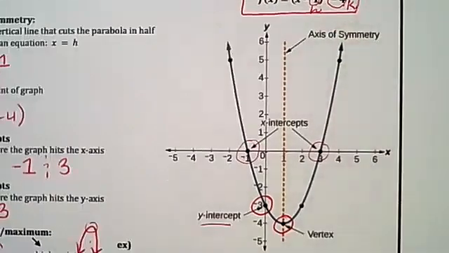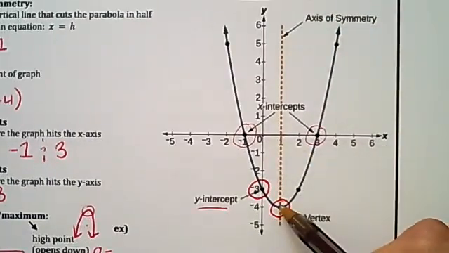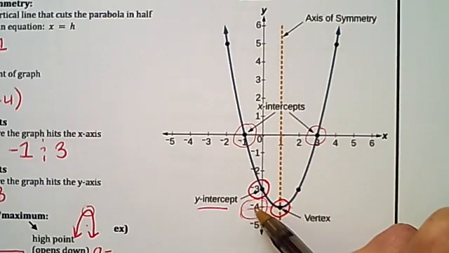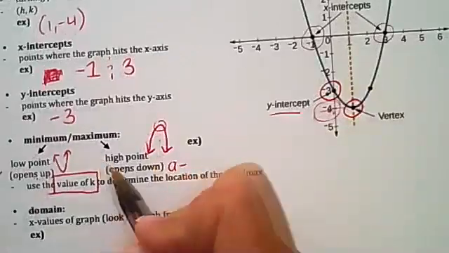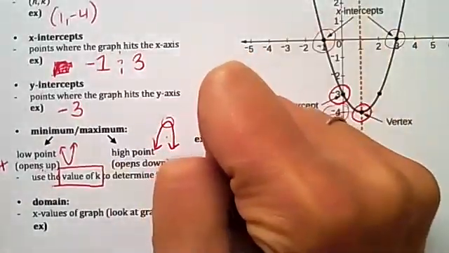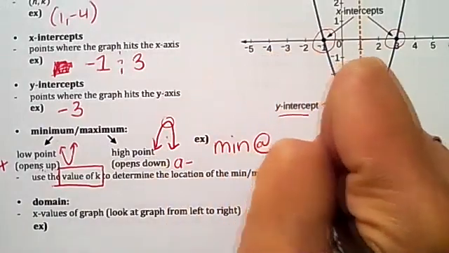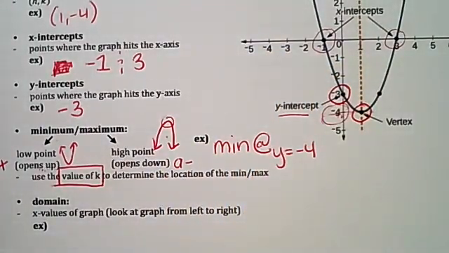The reason we're using -4 is, see how this is where the vertex is? If you look over to the Y, the lowest Y value is -4. So that's why we would say it has a minimum at -4. This one's kind of tricky, minimum, maximum, but we would say min at Y equals -4. So that's how you would answer a minimum maximum question. You say minimum or maximum, and then where is that minimum or maximum? You use the K value.